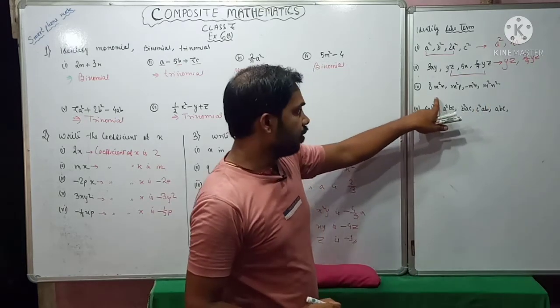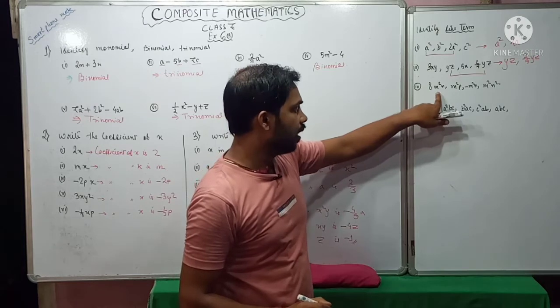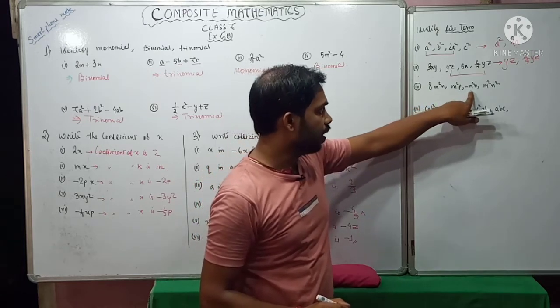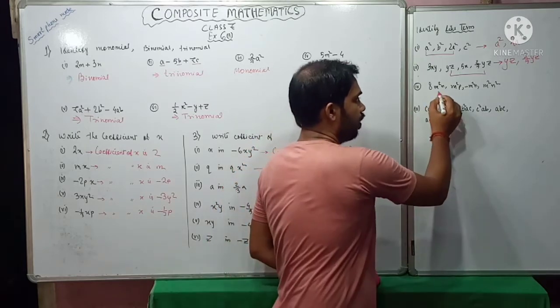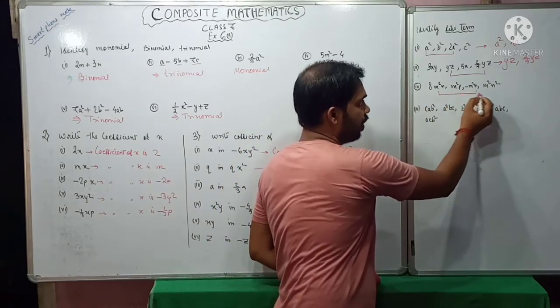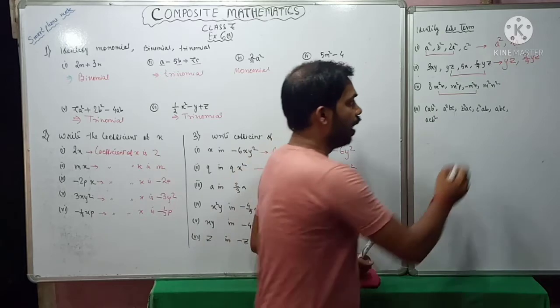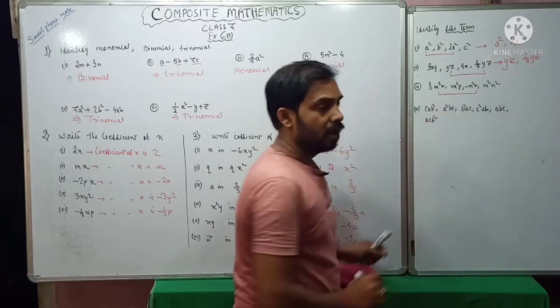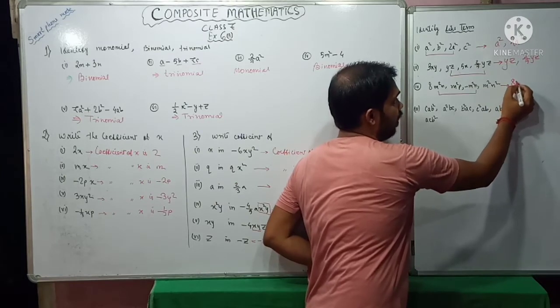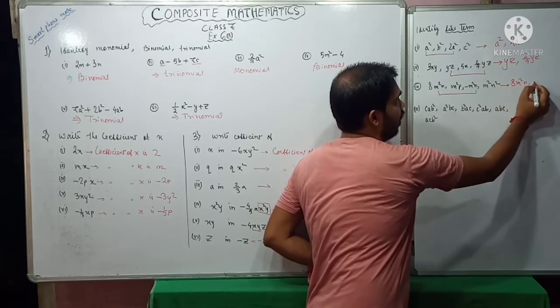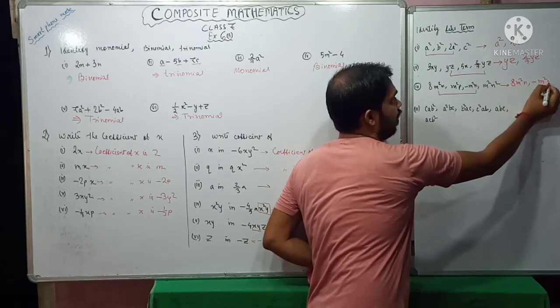Okay, clear now? Here you see m square n, again m square n is present or what? Yes, minus m square n is present. Okay, so these two are like terms. m square p again present or what? Not present. m square n square again present or what? Not present. So these two will be like terms. So here like terms are 8 m square n and minus m square n.